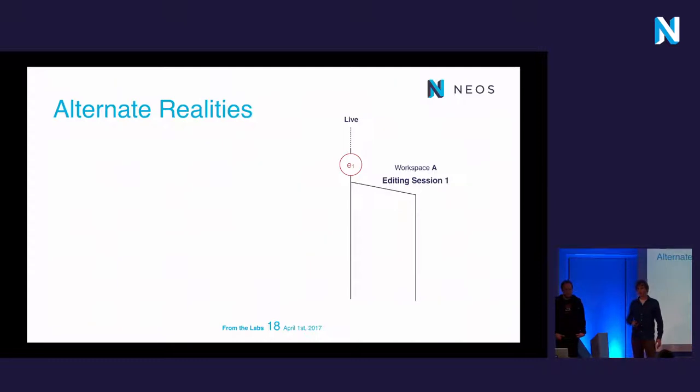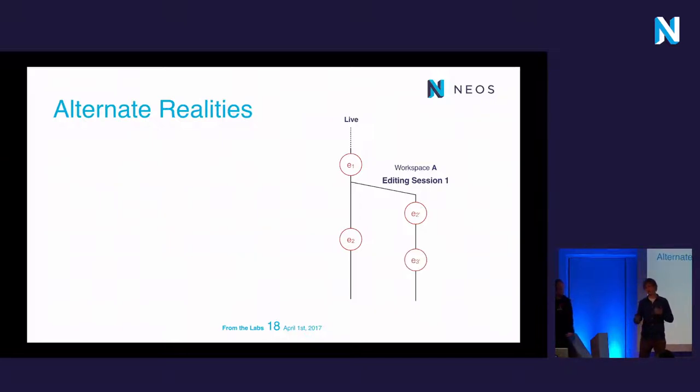So we have editing session one. And then you do the alternate reality, not alternate facts, it's alternate realities. And you start having an event, E2 dash, that would happen if that workspace, or editing session, is published. And then something else could have happened in the live event stream, the real E2. So events are sequenced in most event stores for various reasons. So that's also a thing we had to keep in mind to not break.